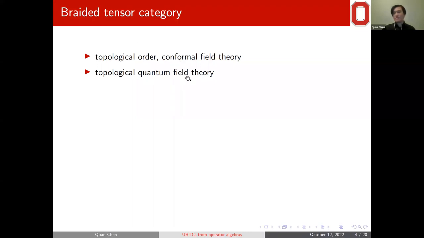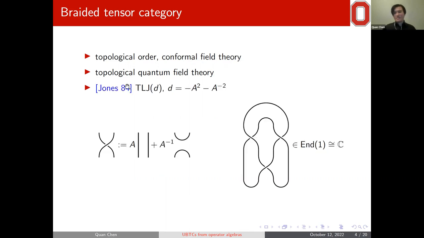And for topological quantum field theory, a 3D topological quantum field theory is classified by a modular tensor category, which is a braided tensor category with non-degenerate braiding, and also spherical. And another good reason is that Vaughan Jones discovered the Jones polynomial. Namely, if you start with the Temperley-Lieb Jones category and define your braiding in this way, then you can regard all the links as a morphism from identity to identity.